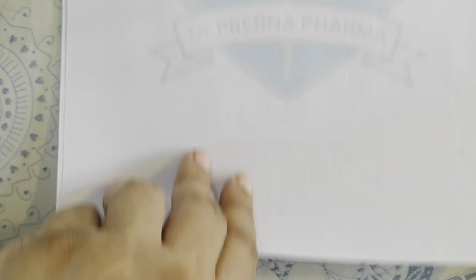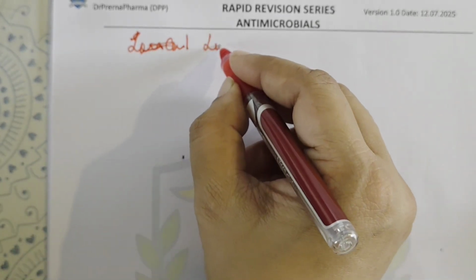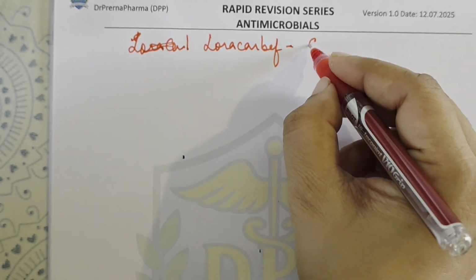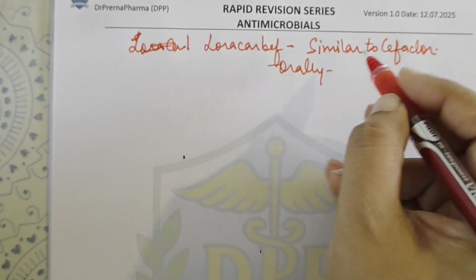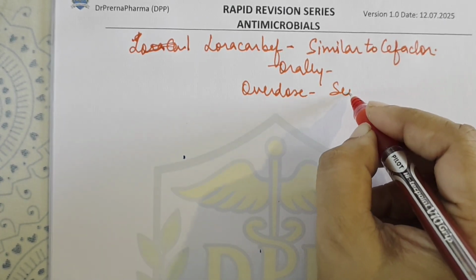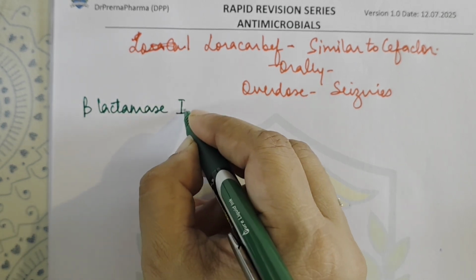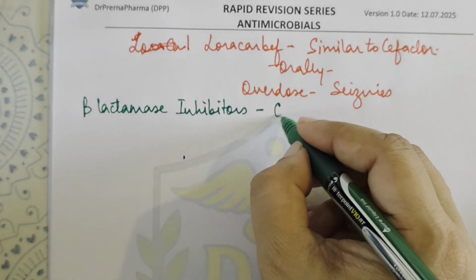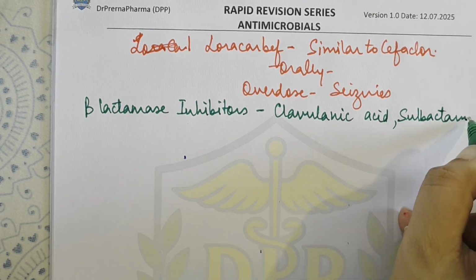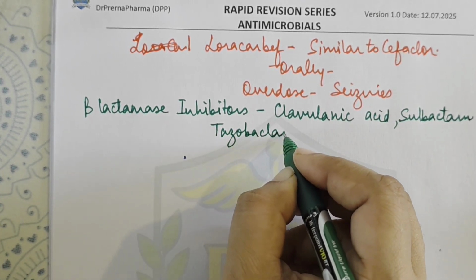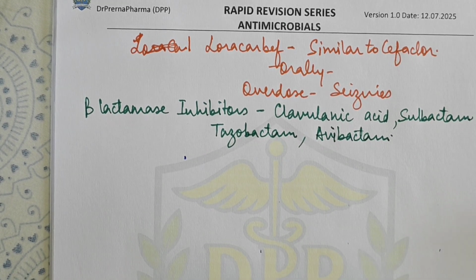Then there is a new drug in this category called loracarbef. This is chemically similar to cefaclor. It is given orally, and overdose can cause seizures. Then there are other drugs, the beta-lactamase inhibitors: clavulanic acid, sulbactam, tazobactam, and avibactam. Right? These are more active against plasmid encoded beta-lactamase.